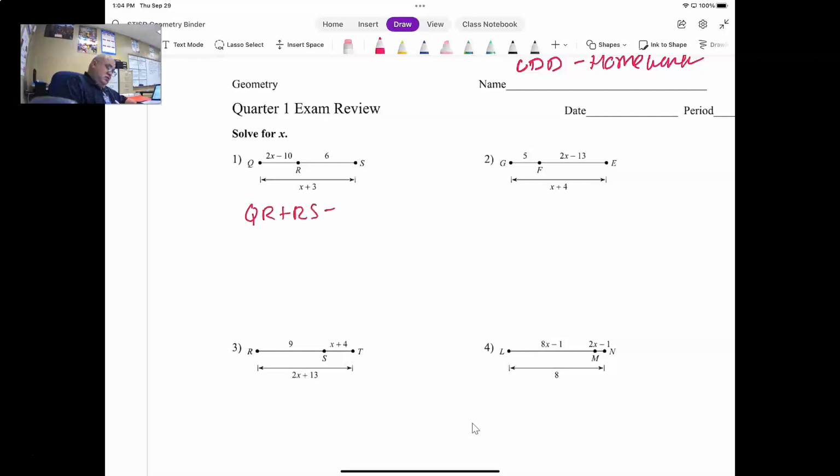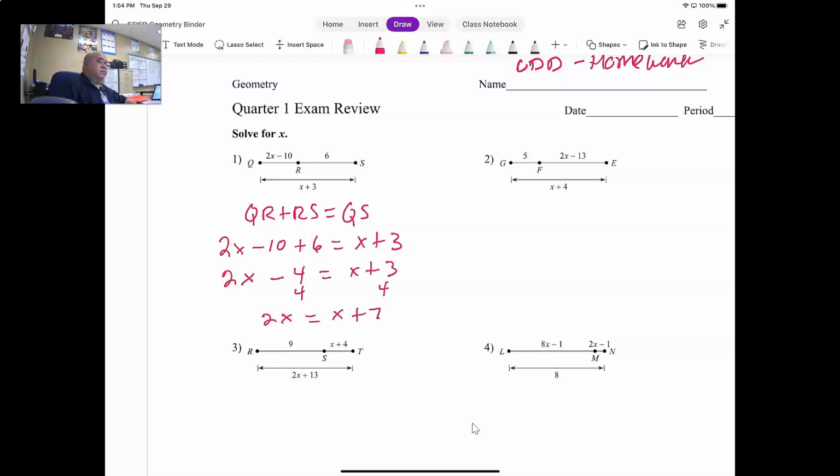plus RS equals QS. You're going to substitute 2x minus 10 plus 6 equals x plus 3. Simplify. 2x minus 4 equals x plus 3. Add 4 to both sides. 2x equals x plus 7. And then subtract x from both sides. So x equals 7.